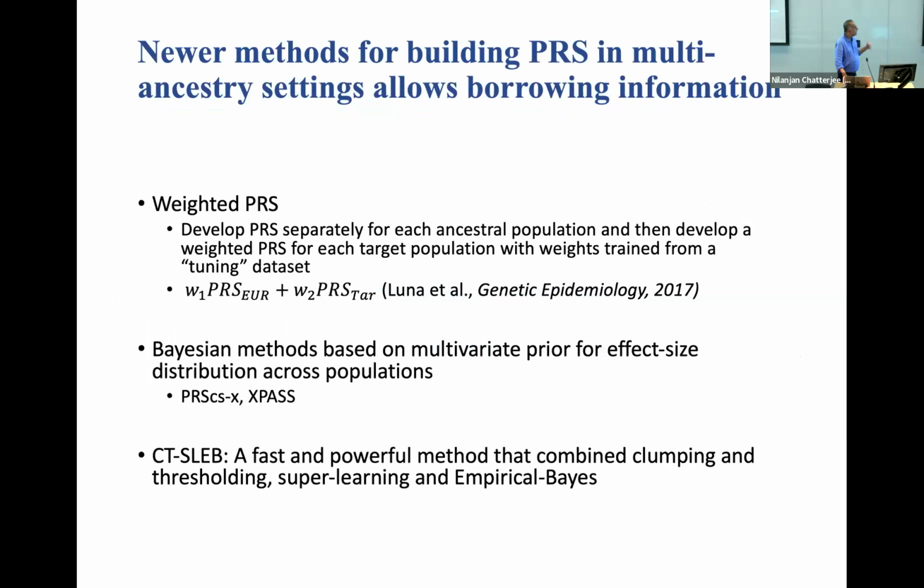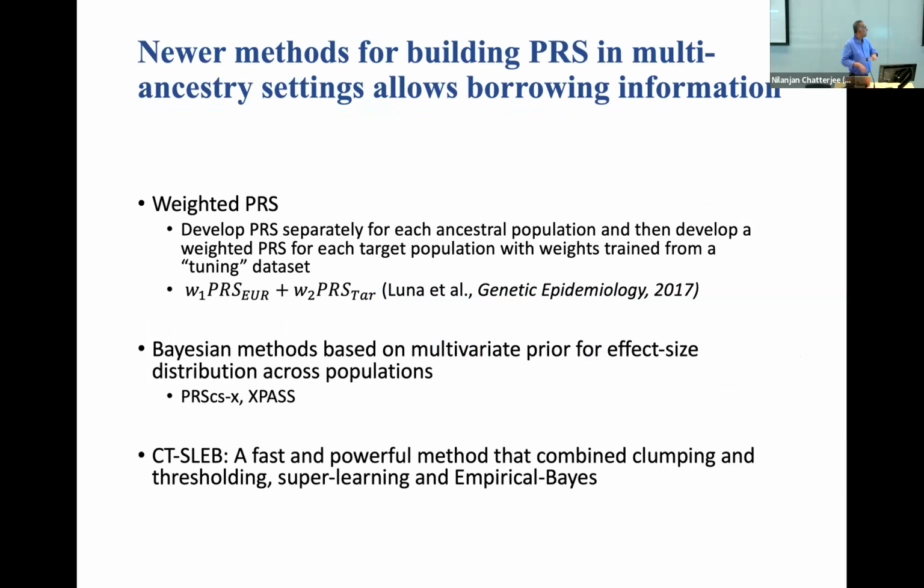So the latest methods have tried to use existing data to improve the prediction performance in non-European populations. You can think about various types of transfer learning approaches to develop better polygenic risk scores in non-European or minority populations where the data sets are still quite small.